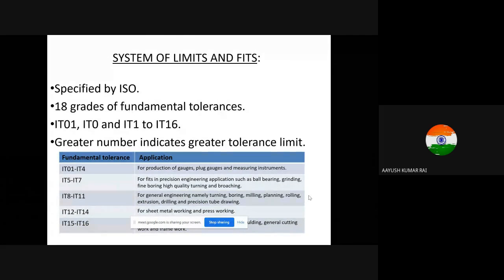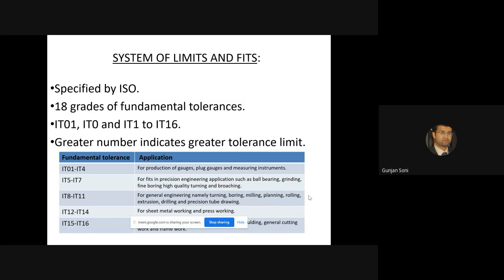Sir, can either of the maximum clearance also be negative, like for the transition fit? One has to be positive, one has to be negative. Then you get a transition fit, no? Because that means sometimes you are getting clearance, sometimes you are getting interference.